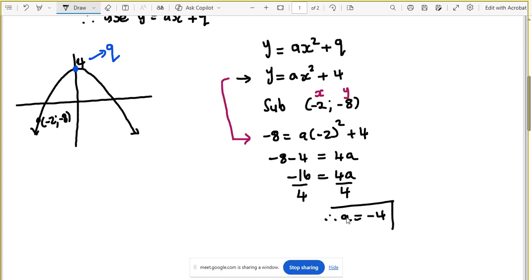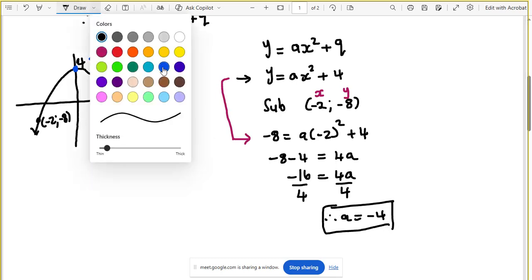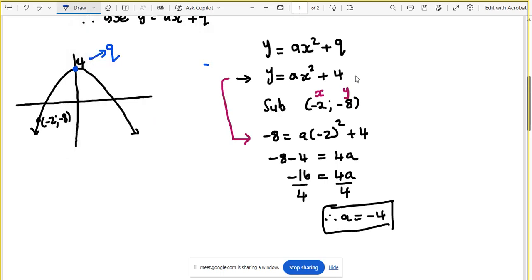So now that you have the value of a, what should we do next? To write down the equation, we need to substitute this back. So the equation will be y is equals to -4x squared plus 4. So that's the equation of the graph. Are you happy with that? Yes.